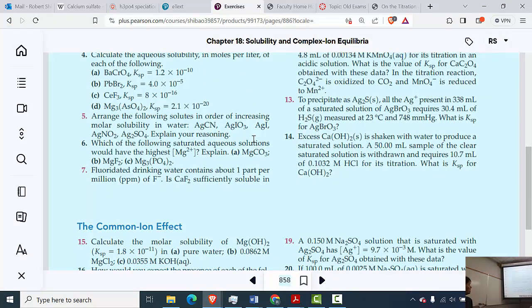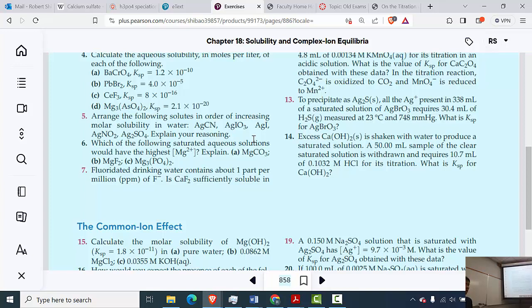Okay, so that brings us to 5. Arrange the following solutes in order of increasing molar solubility in water. So silver cyanide splits up into 2: 1 silver ion, 1 cyanide. Silver iodate splits up into 2: 1 silver, 1 iodate. Silver iodide, same, splits up into 2. Silver nitrite splits up into 2. Silver sulfate, however, splits into 3.